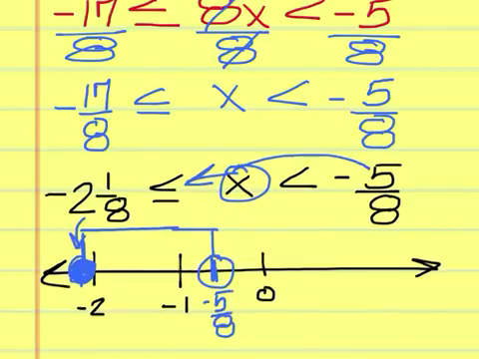The solution for this would fall in between here and could possibly be this number, but it can't be this one. It would have to be less than that.